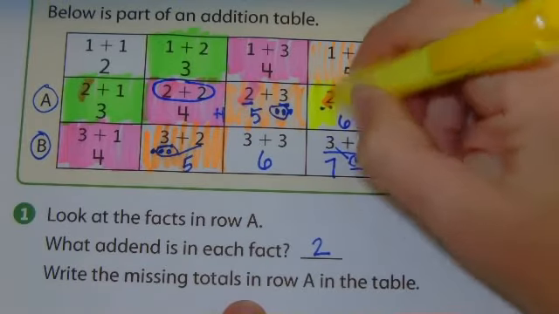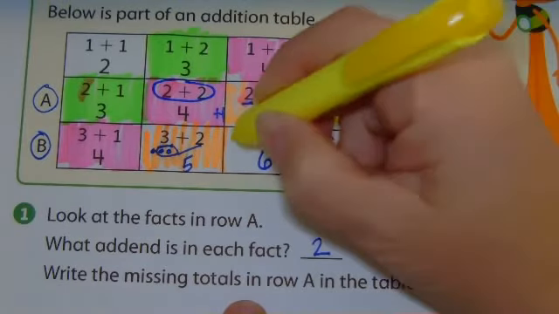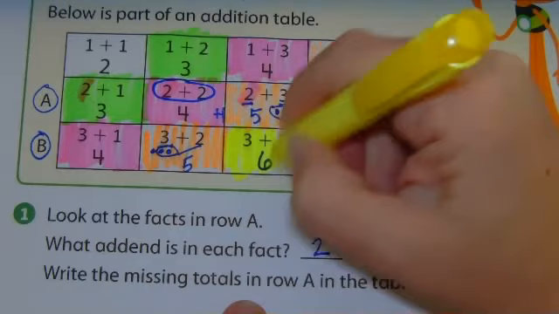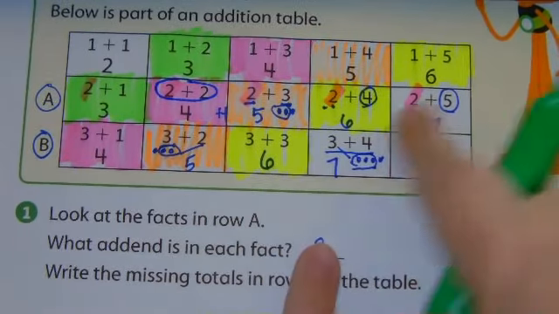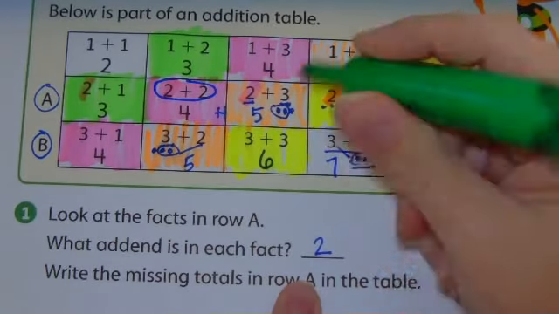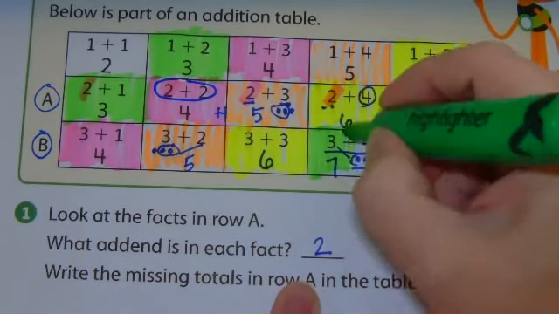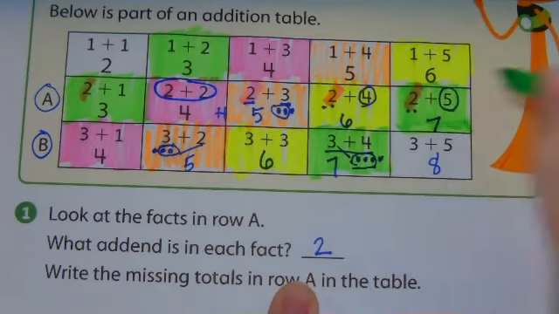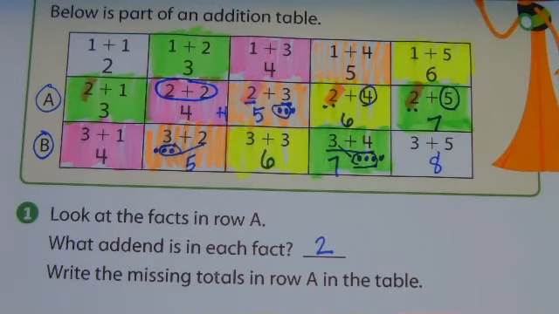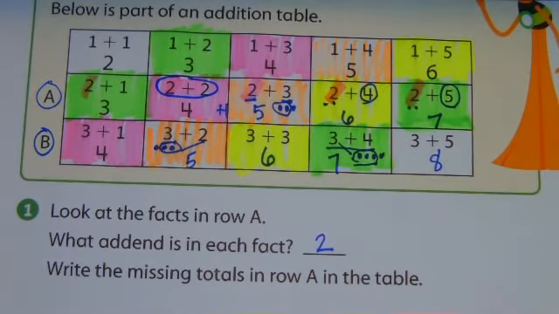1 plus 5 is 6. 2 plus 4 is 6. 3 plus 3 is 6. Notice the patterns that are happening, right? These ones are combinations of 7. Number partners.